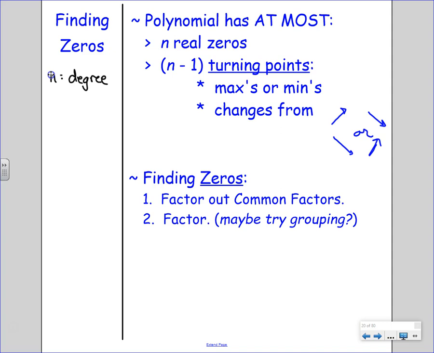According to this, how many zeros could a 9 have? 9. How many turning points could it have? 8. Could it have 8? Yes. I can have 1 branch, 2 branches, 3 branches, 4 branches, 5 branches, 6 branches, 7 branches, 8 branches, 9 branches. Okay, how many turning points is that? 1, 2, 3, 4, 5, 6, 7, 8. These will be my turning points.